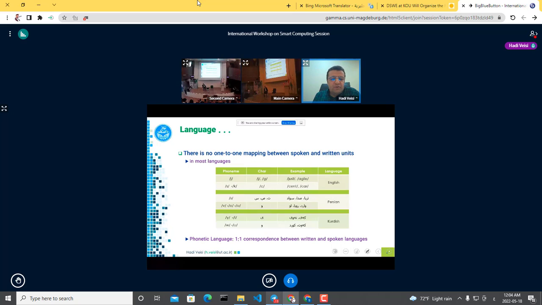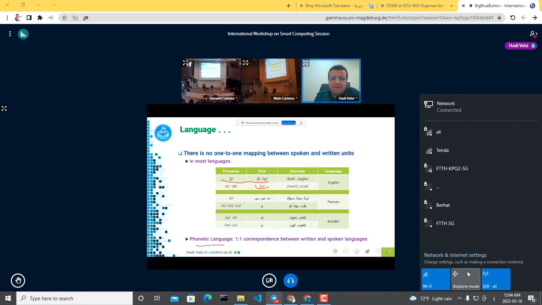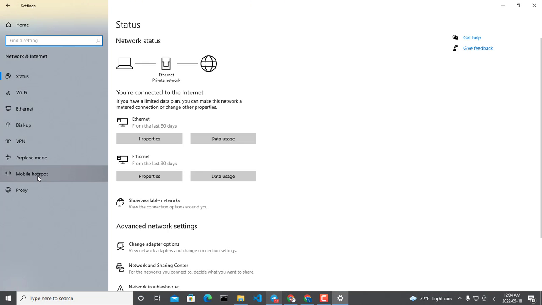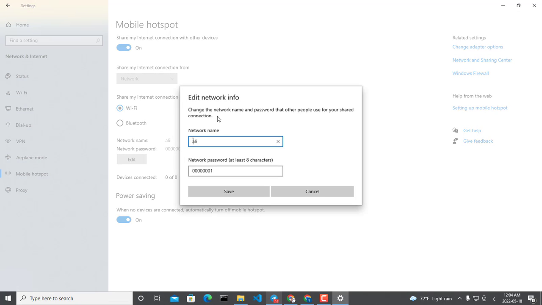As mentioned, there is no one-to-one mapping between spoken and written units. However, there are some languages that we call phonetic languages that have nearly one-to-one correspondence between written and spoken units. For example, in English, we have some phonemes that can be written in different forms, and we have some letters that can be pronounced as different phonemes. This is the same for Persian and for other languages.